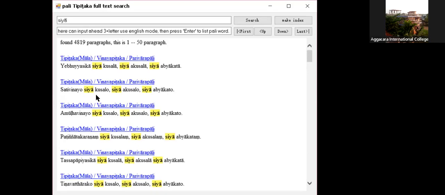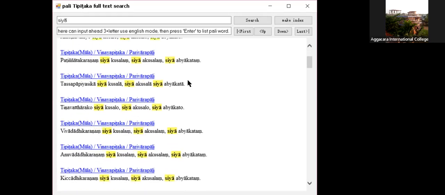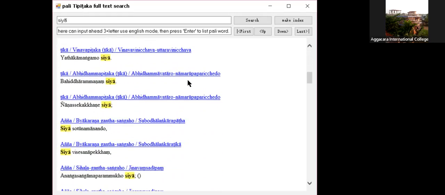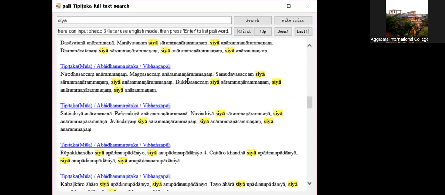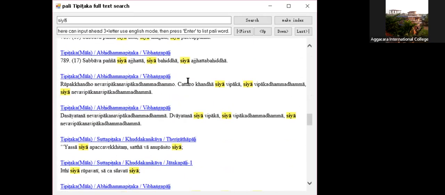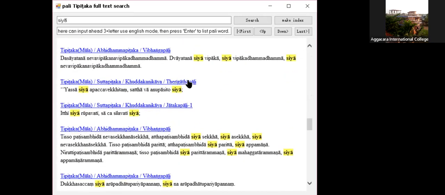This one is from the Pali. It says sometimes it can be kusala, wholesome. Sometimes it can be unwholesome, akusala. Sometimes it can be indeterminate, neither wholesome nor unwholesome. So this one, we can see this is a Vinaya, but it's also to do with the Abhidhamma. Okay, let's see some more. That's why I say this siya looks very boring, but it actually happens a lot. Okay, now this one is easy.